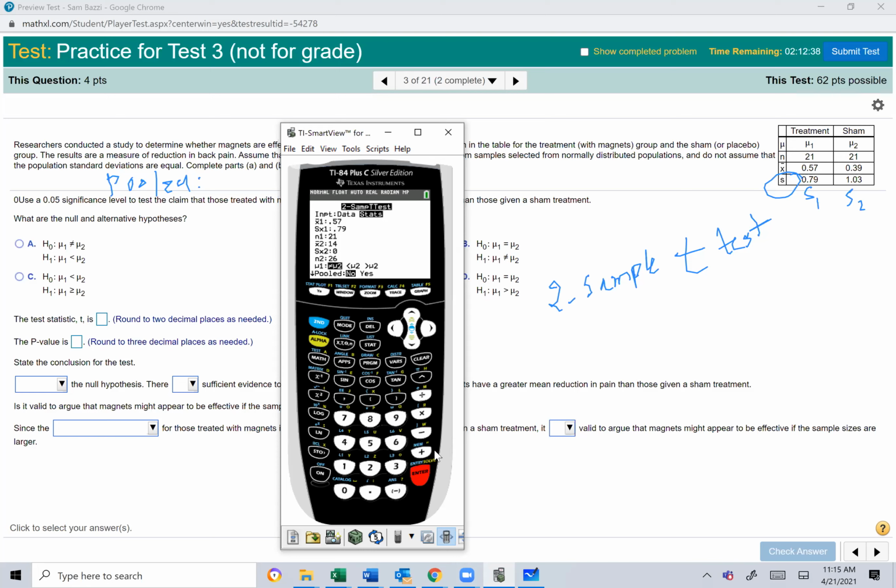X2 bar is 0.39. S2 is 1.03. There's a lot of variation here. N2 is 21 as well. And since you guys told me the alternative is greater than, I have to select the greater than, of course. And then pooled. He says, do not assume that population standard deviations are equal. So pooled is no. And here you go.